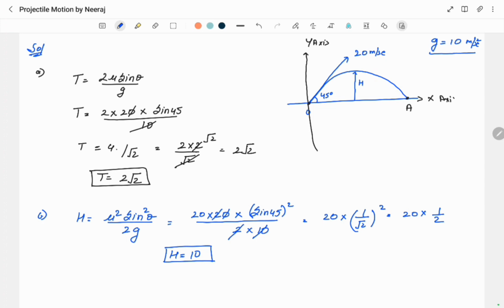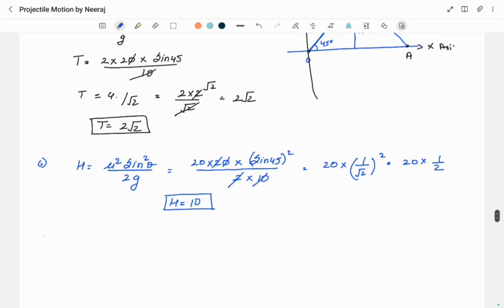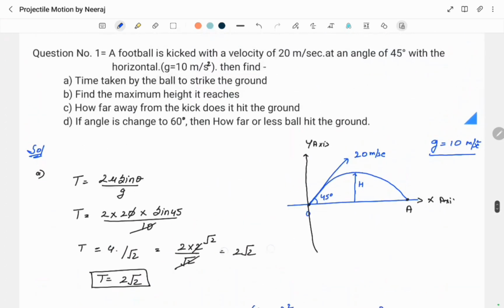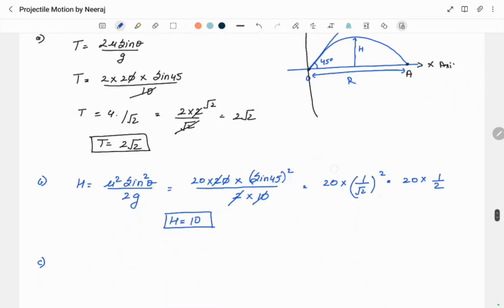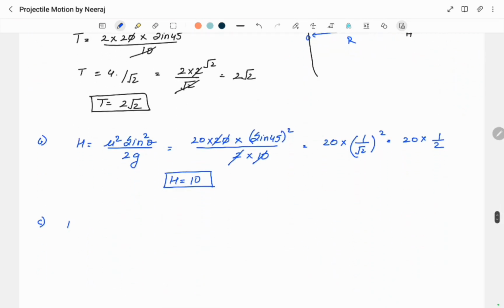Is it okay? Okay. Now look at the third question, Part C. How far away from the kick does it hit the ground? It means it is asking for this distance. It is a range for us. It is asking how far the ball has hit the ground. It is asking for the range.